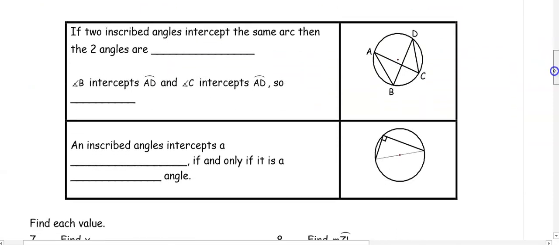So let's look at another property. If two inscribed angles intercept the same arc, then the two angles are going to be congruent. So if we see that angle B is intercepting arc AD, and angle C is also intercepting arc AD, that would mean that these two angles B and C are going to be congruent, which means they would have the same angle measure.